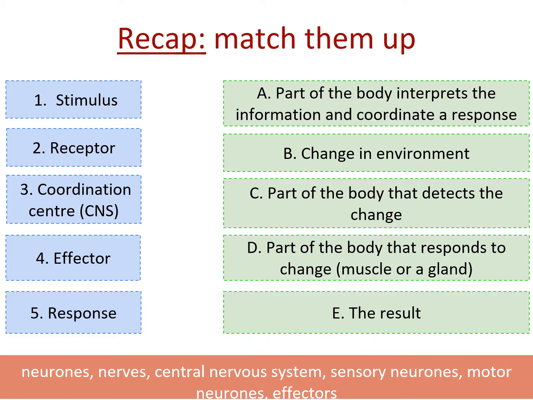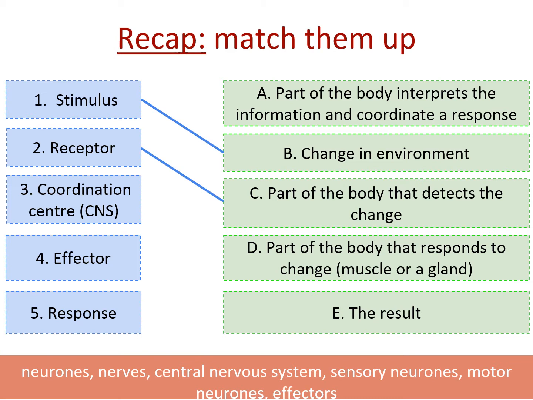Okay, so recapping from yesterday. These were the different parts of a nervous response. So have a little look at these, have a little think about it. Right, so a stimulus, I'm hoping, when you were looking at the board, you were thinking that the stimulus is the change in the environment. The receptor is then the part of the body that detects that change. And remember, we had those in all the different sense organs.